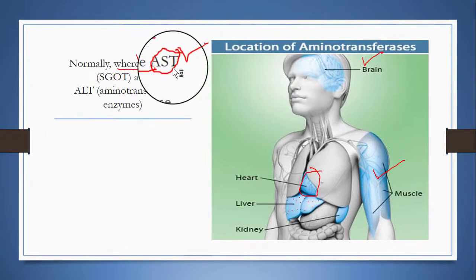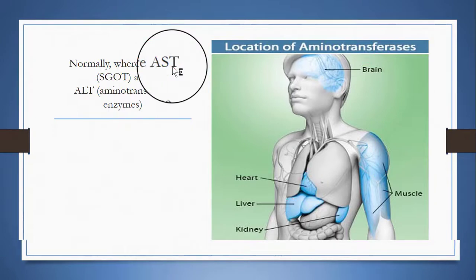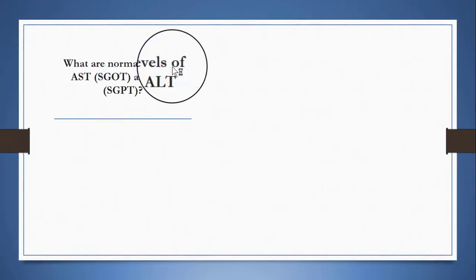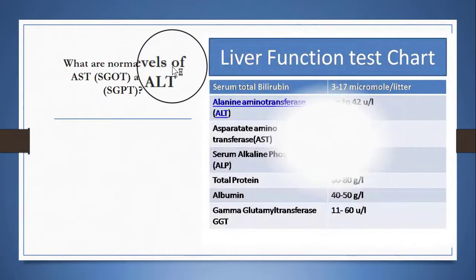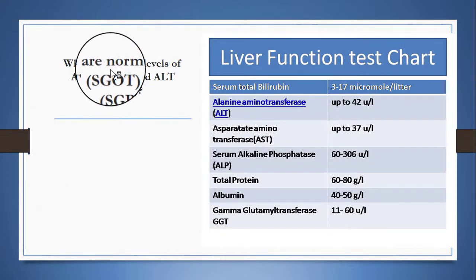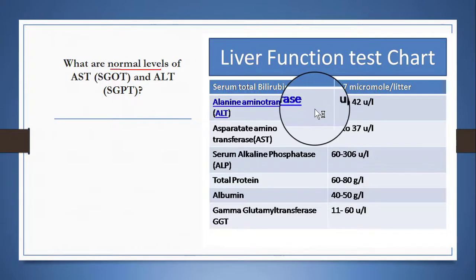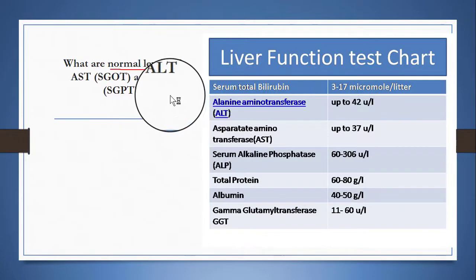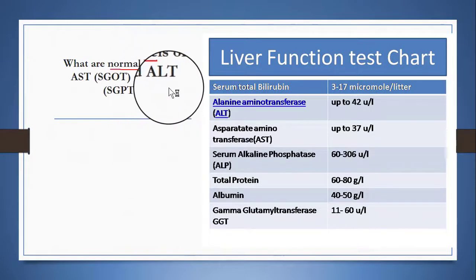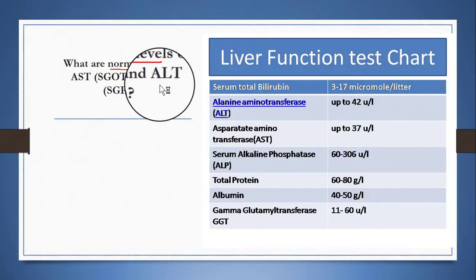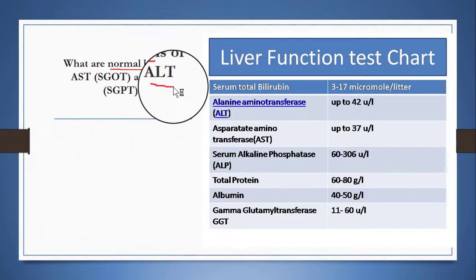Okay, now next we'll talk about the normal levels of AST and ALT. The normal range of values for AST is about 5 to 40 units per liter of serum, the liquid part of the blood. And the normal range of values for ALT, that is SGPT, is about 7 to 56 units per liter of serum. So these are the normal values of the enzymes which are present in the liver, that is AST and ALT.